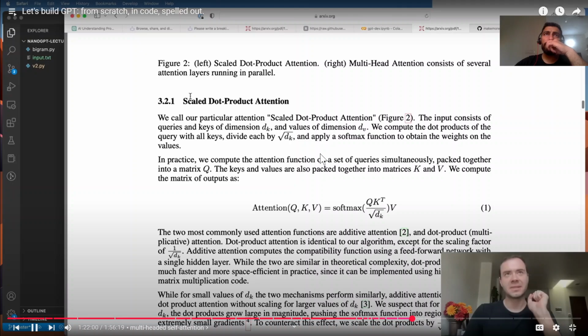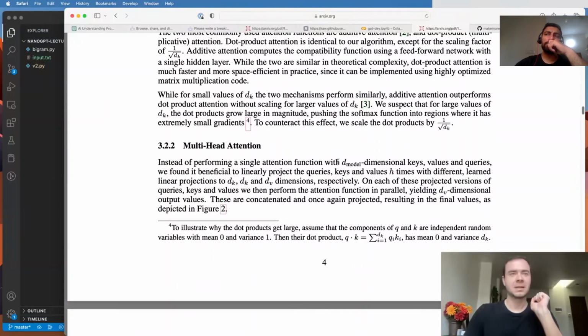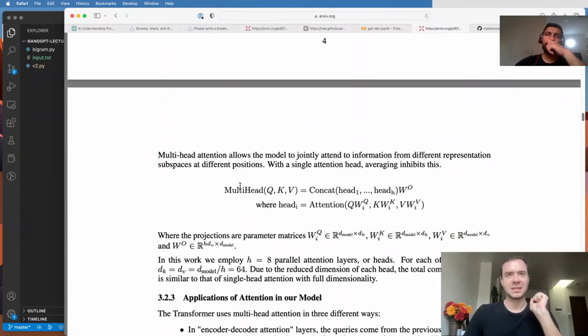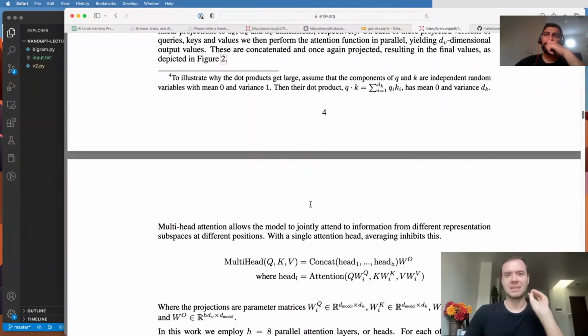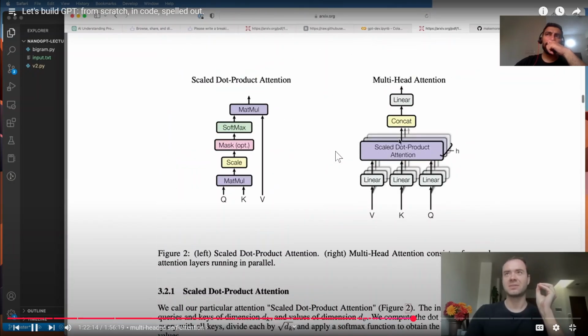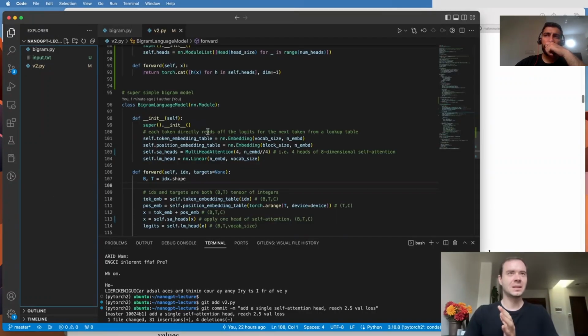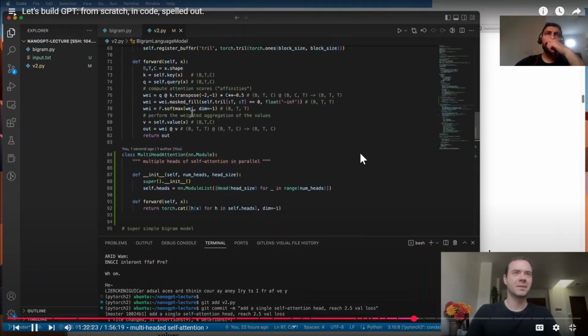Okay, so now we've implemented the scaled dot-product attention. Next up in the Attention Is All You Need paper there's something called multi-head attention. And what is multi-head attention? It's just applying multiple attentions in parallel and concatenating the results. They have a little bit of a diagram here, I don't know if it's super clear. It's really just multiple attentions in parallel. So let's implement that. Fairly straightforward.